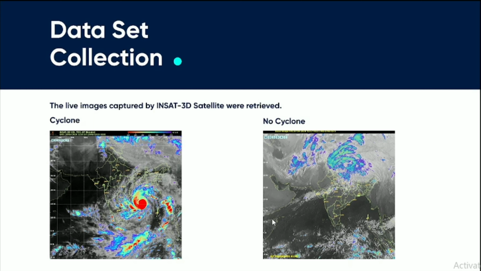Talking about each of the steps in detail, the first and foremost part is dataset collection. The live images captured by INSAT-3D satellites were retrieved. For demonstration purposes in this presentation, we have taken two images. The first one is the cyclone image and the second one is the no cyclone image. This is what the satellite image captured by INSAT-3D looks like when there is a cyclone approaching, and this is what it looks like when there is no cyclone. So we collected this data.